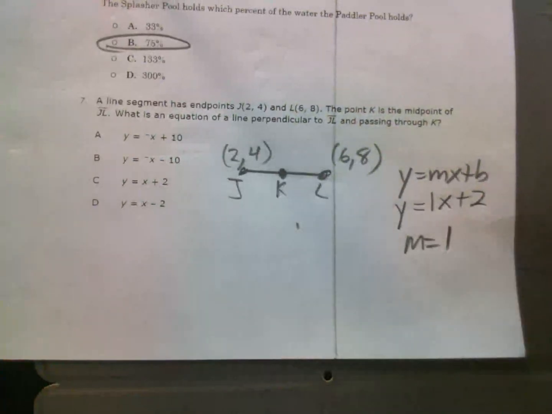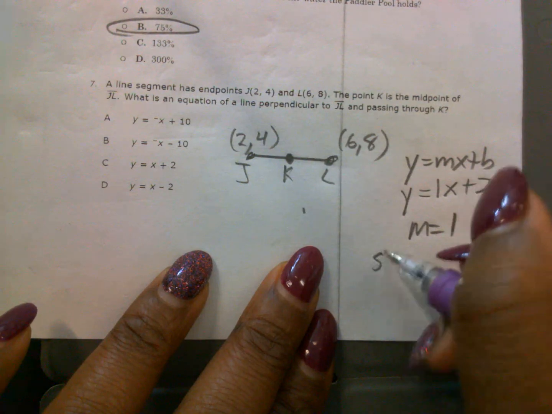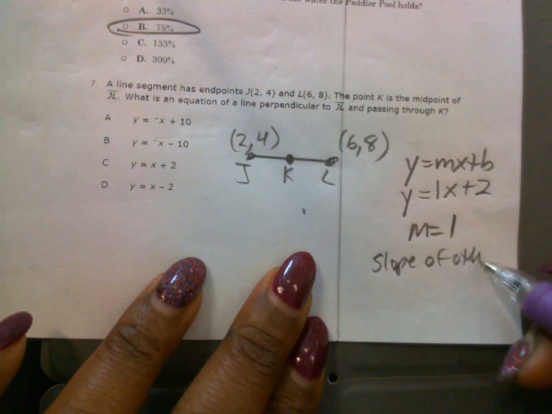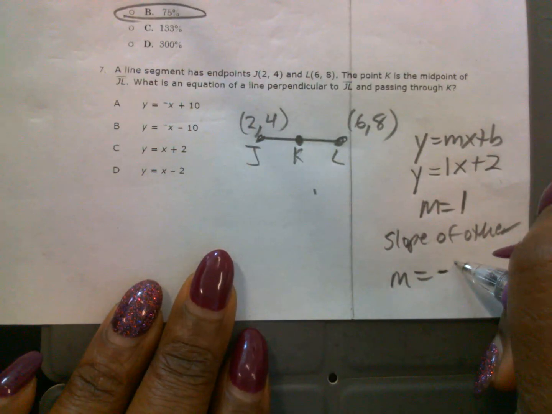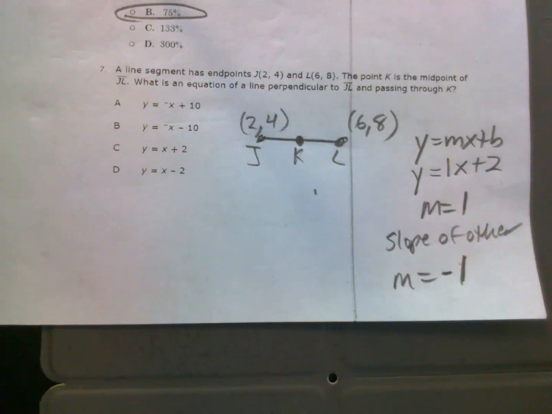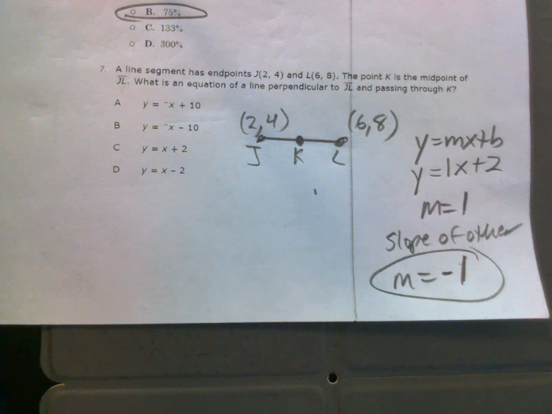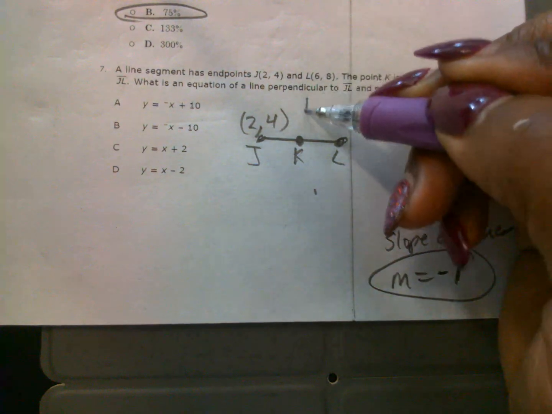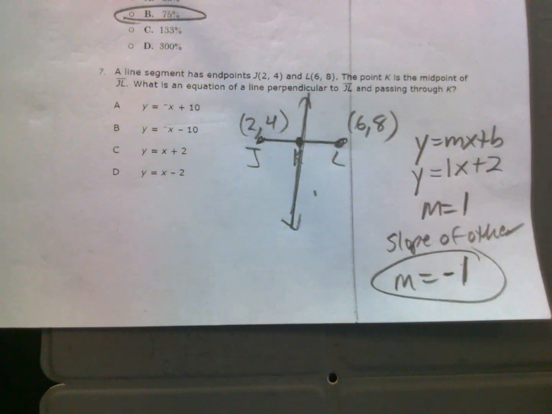M is 1. So if it's perpendicular, remember perpendicular is opposite reciprocal. So what's going to be the slope of the other line? Negative 1. I'm just asking for a slope. Negative 1. All right. So now I'm going to find a point on the perpendicular line. That means the line has to go through K. Okay, it has to go through K, right? So if it has to go through K, how do I find the point for K? K is the point that's in the middle.